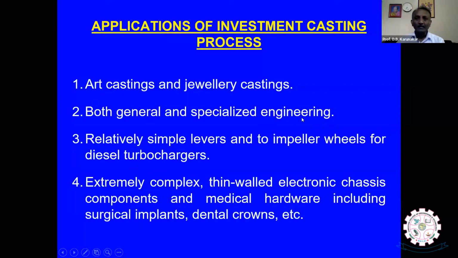And both general and specialized engineering components can be manufactured using the investment casting process. Relatively simple levers to diesel turbochargers. Simple levers can be manufactured by investment casting process. And impellers, wheels, diesel turbochargers, these are the most complex components. Yes, they can be manufactured using investment casting. And extremely complex thin-walled electronic chassis components, medical hardware, including surgical implants, dental crowns, and many more complex components can be manufactured using investment casting process.